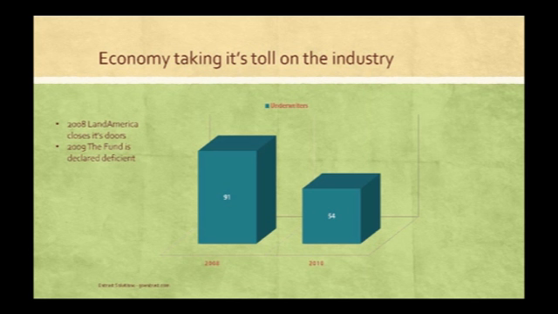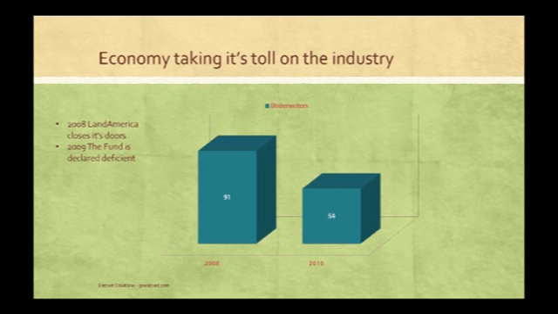Let's talk about the economy real quick. I think everybody here understands that over the last several years, real estate has gone through some really difficult times, and the economy has taken a toll on the industry. ALTA released figures that there were 91 title insurance underwriters in the year 2008. By June 2010, there were 54.